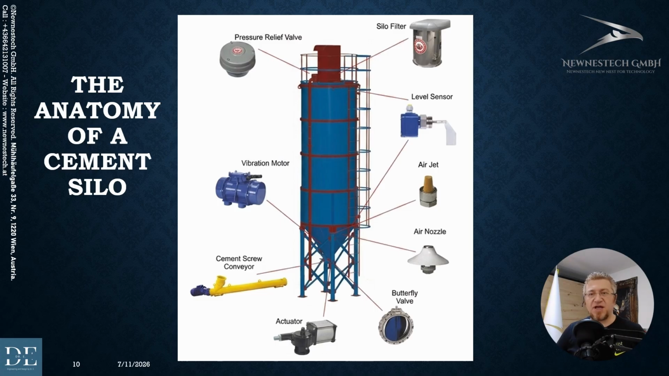The lower discharge flange of this cone connects directly to a high-performance butterfly valve, which acts as the primary isolation barrier. Below the valve sits a screw conveyor, which mechanically extracts the fluidized cement powder and transfers it to its destination, such as a weighing hopper positioned right over a concrete mixer.